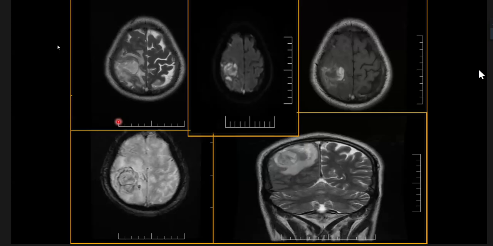There is an area of diffusion restriction in the high frontal regions, the right high frontal region. It is a T2 hyperintense lesion, correct. So this is a T2 hyperintensity, and surrounding vasogenic edema is there.